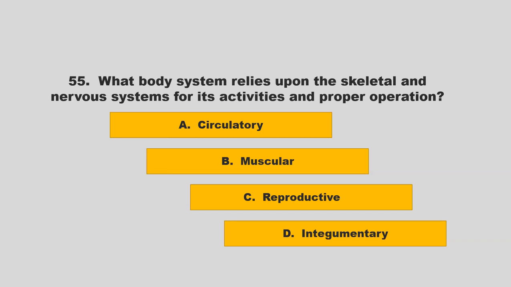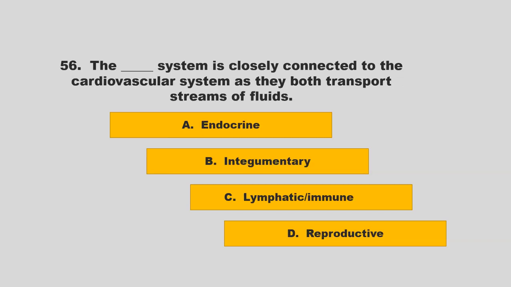What body system relies upon the skeletal and nervous systems for its activities and proper operation? Circulatory, muscular, reproductive, integumentary. If you chose B, muscular, you are correct.